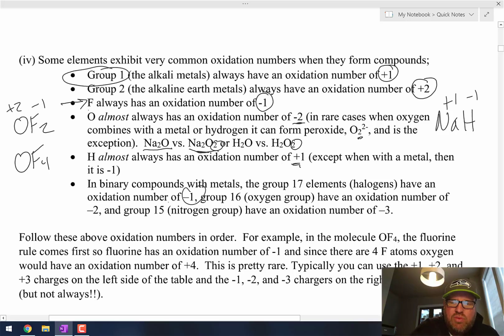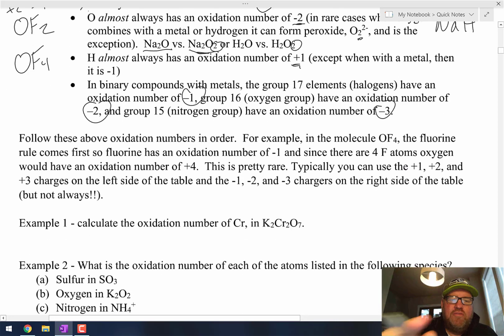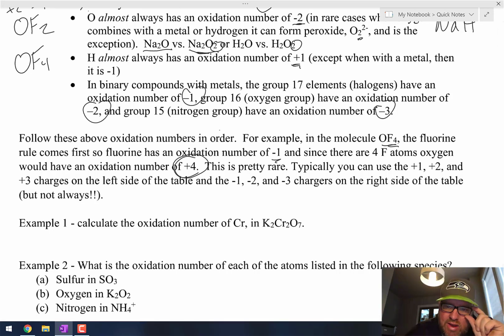And then you've got the -1, -2, -3 on the right-hand side. So again, follow these above oxidation numbers in order. In the molecule OF4, the fluorine rule comes first. So fluorine has an oxidation number of -1, and therefore oxygen would have an oxidation number of +4. That one's an example, pretty rare, and I've basically given you the 2 times when that can happen. Typically, on the AP test, you can use the +1, +2, +3, and the -1, -2, -3, but again, not always. And of course, they always try to mess with you there.